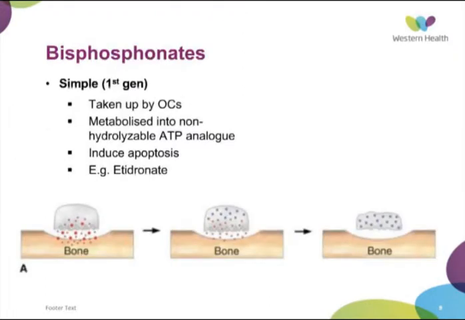So there are two generations of bisphosphonates. The first generation are called the simple ones, and the way they work, here's a diagram showing some bone and an osteoclast and the red particles of bisphosphonates. So like I said, they've got a high affinity for bone. They bind to those crystals of hydroxyapatite. The osteoclasts take them up and they are metabolized into an analogue that can't be further metabolized. They induce apoptosis. The osteoclast ends up dying, and etidronate would be an example of one of these.